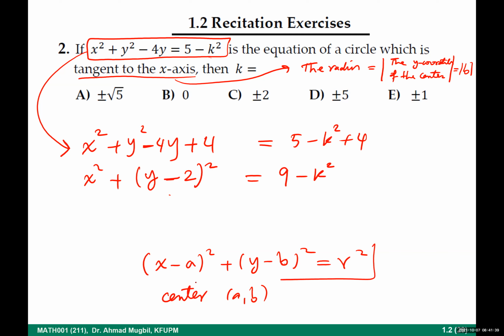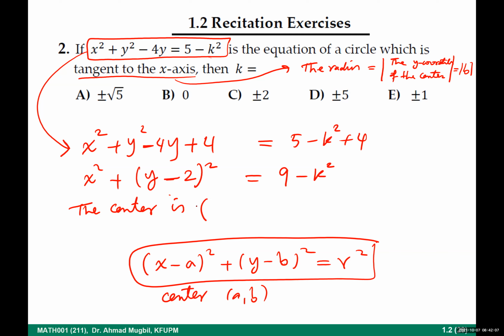Now compare this with this, Shabab. Compare this with the standard form. What is a? 0. This is x minus 0 all squared. Let me write it here. This is (x minus 0) all squared. So this means that the center, let me say the center, is what? It is (x minus 0) all squared, so this is 0 and 2. This is the center.